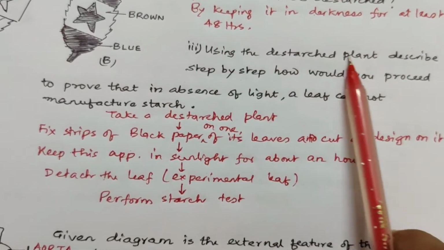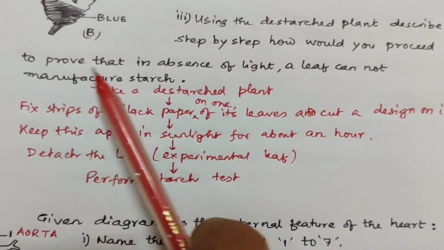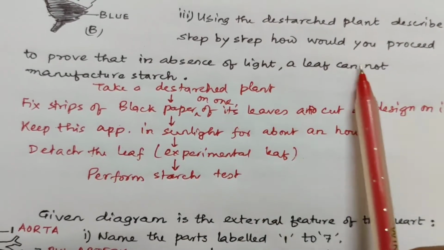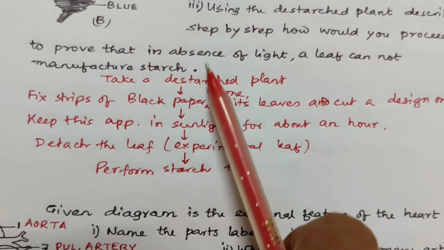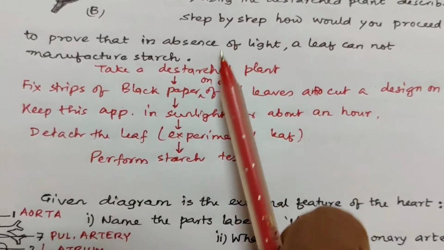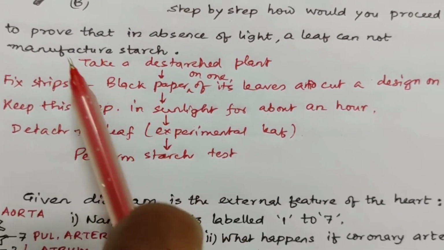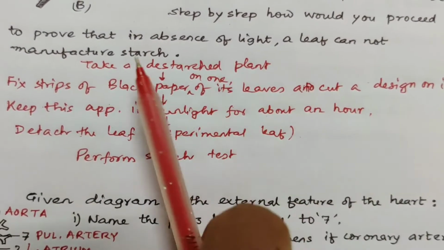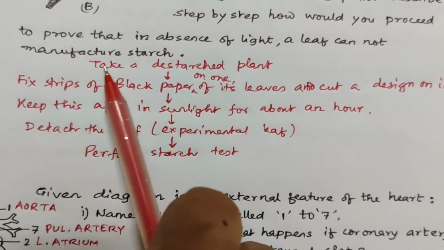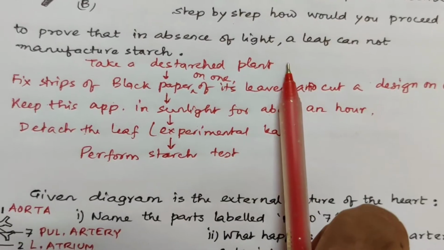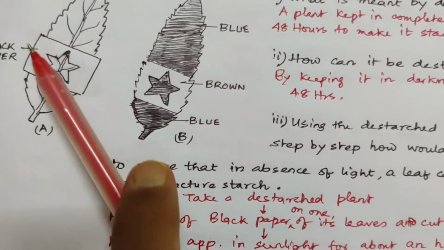Now using the de-starched plant, describe step by step how you would proceed to prove that in absence of light a leaf cannot manufacture starch. You have to show this in the form of a flowchart, or you can even make columns in order to write them. This is a better option. Take a de-starched plant, that is the first thing, then fix strips of black paper as it is fixed over here.